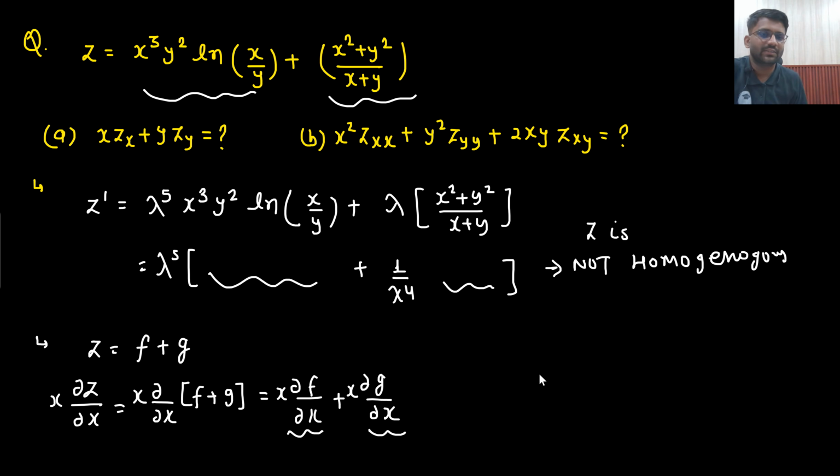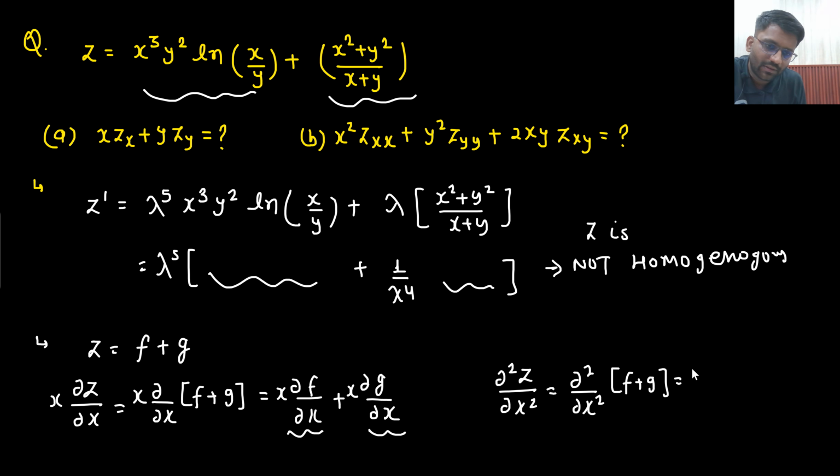Similarly with double differentiation as well. Double differentiation also, there is no issue. I will have to double differentiate. What does that mean? That means I am asking del square z by del x square. So del square by del x square of f plus g. So del square f by del x square plus del square g by del x square.